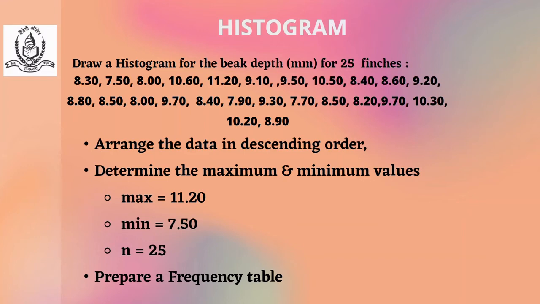Here we have a data set with beak depths of 25 finches. These are small birds where beak size has helped in adaptation. This data shows us that the values are continuous, ranging from a minimum of 7.5 mm to a maximum of 11.2 mm. I hope that as you watch the video, you will also do it yourself.